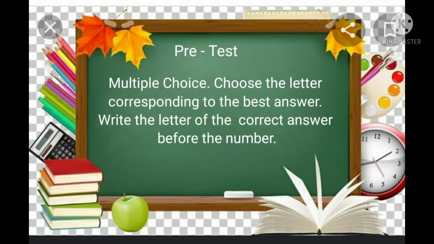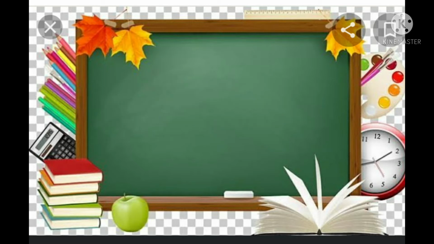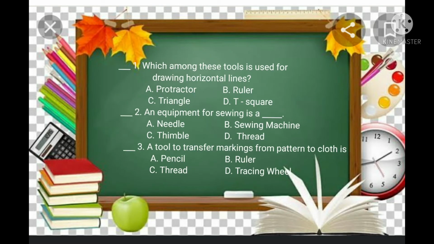This time, we'll have our pre-test. Directions: multiple choice. Choose the letter corresponding to the best answer. Write the letter of the correct answer before the number. Number 1. Which among these tools is used for drawing horizontal lines? A. Protractor. B. Ruler. C. Triangle. D. T-square.